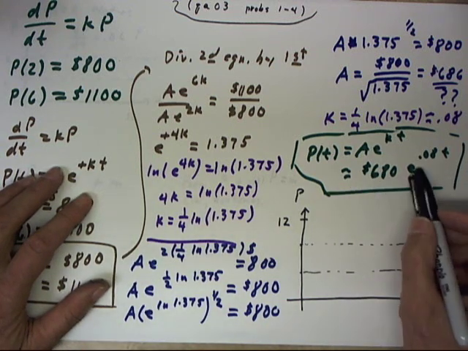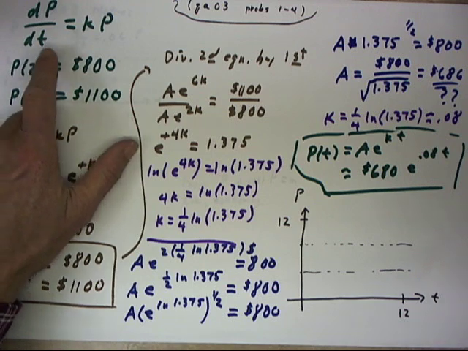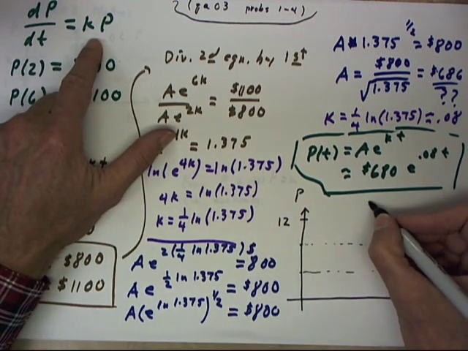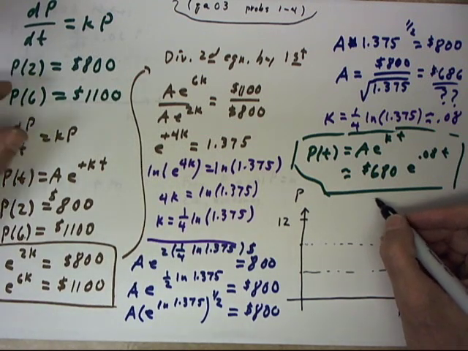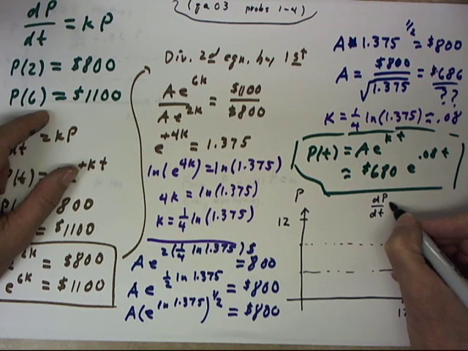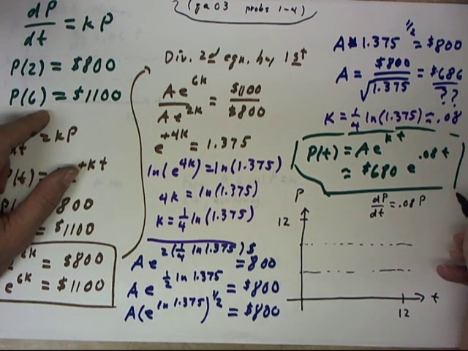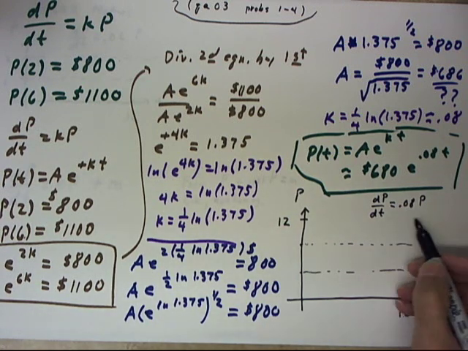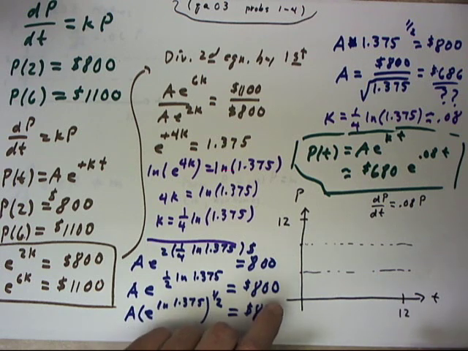Let's look at the geometry of this equation. If dP/dt = kP, well, we just determined that k is 0.08 for the given conditions here, so dP/dt is equal to something close to 0.08 times P. Now, if that's the equation, let's map things out on the coordinate plane here.